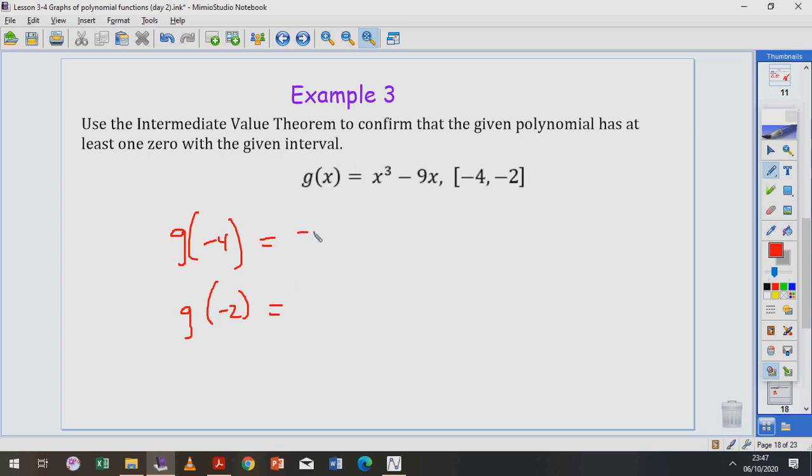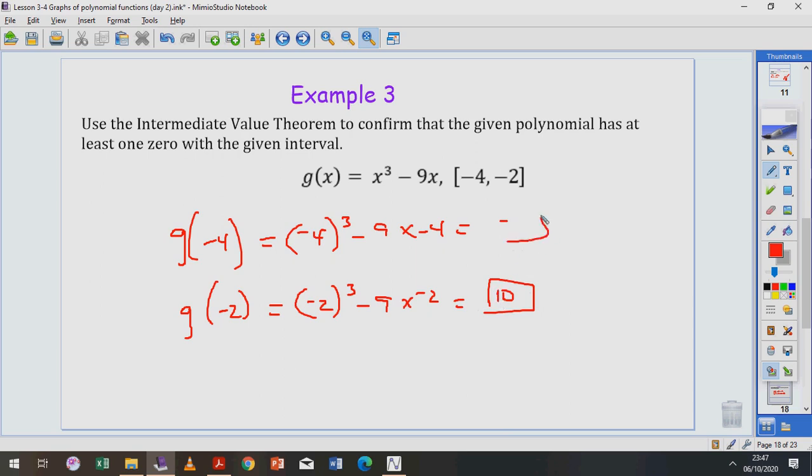So if I'm doing -4, it's going to be -4 cubed minus 9 times -4, which is -64 plus 36, which is negative something. And this is -2 cubed minus 9 times -2, which is -8 plus 18. This is a positive 10. I can see this is a positive and this is a negative. Whatever the answer is, it's going to be negative. So that's enough proof for me that this polynomial has at least one 0, or one x-intercept, between x values of -4 and -2.